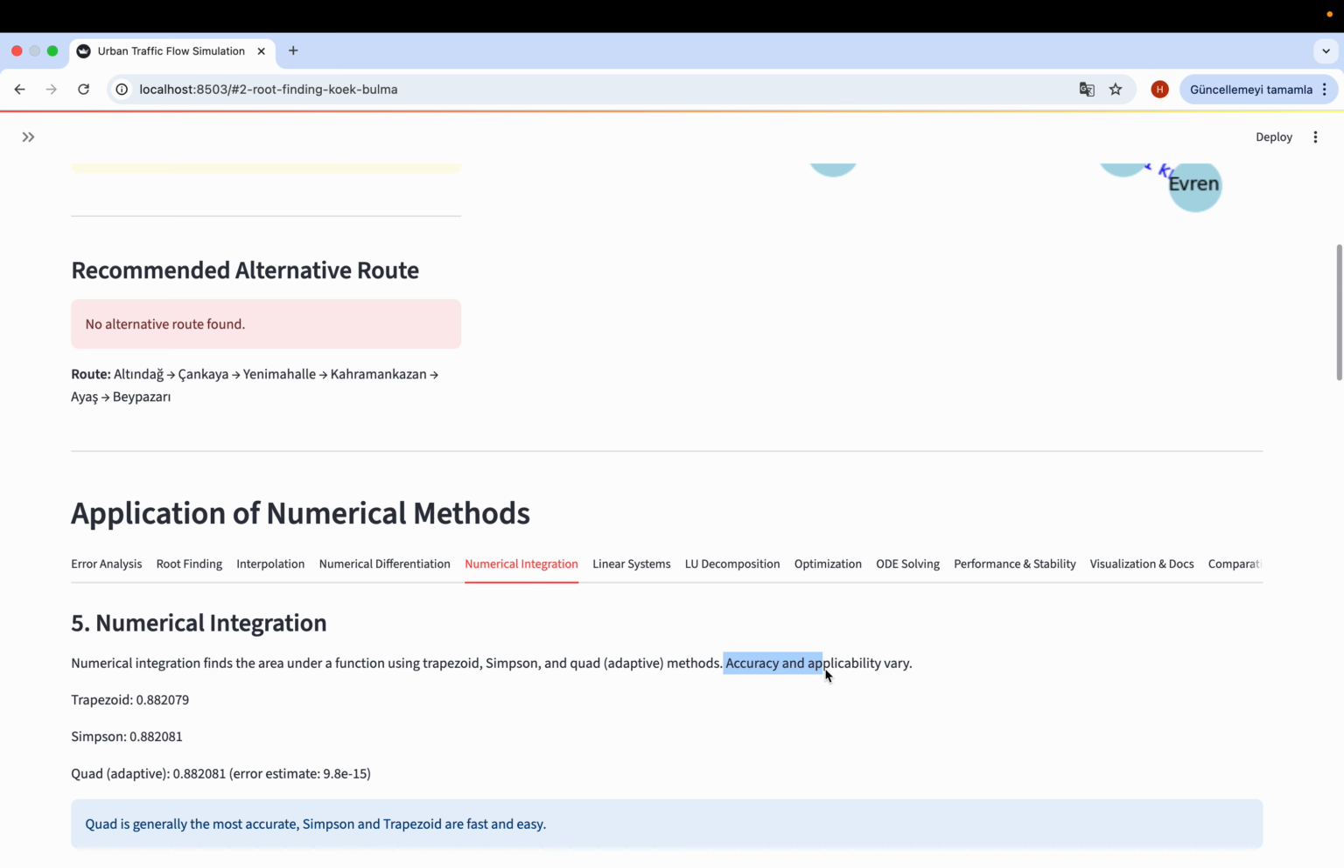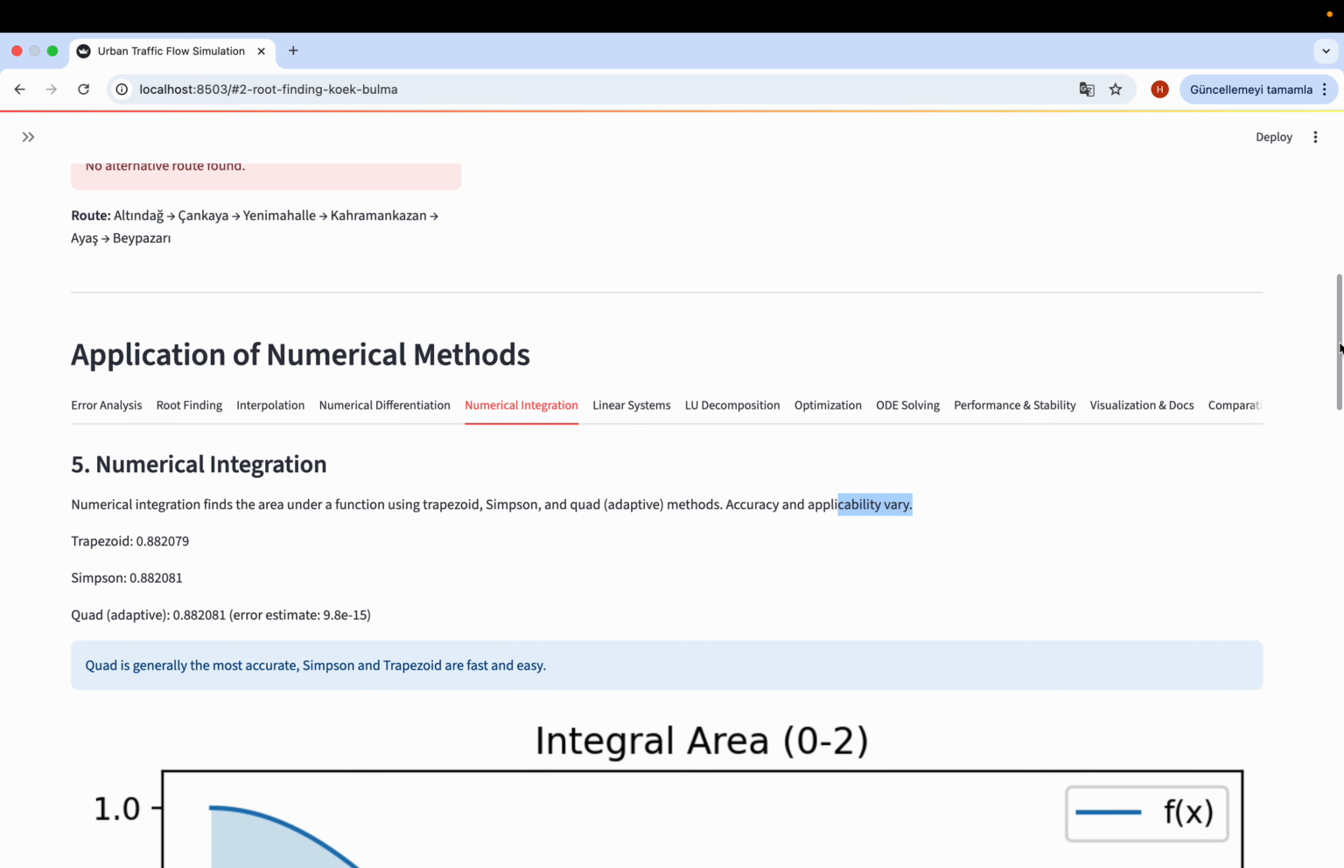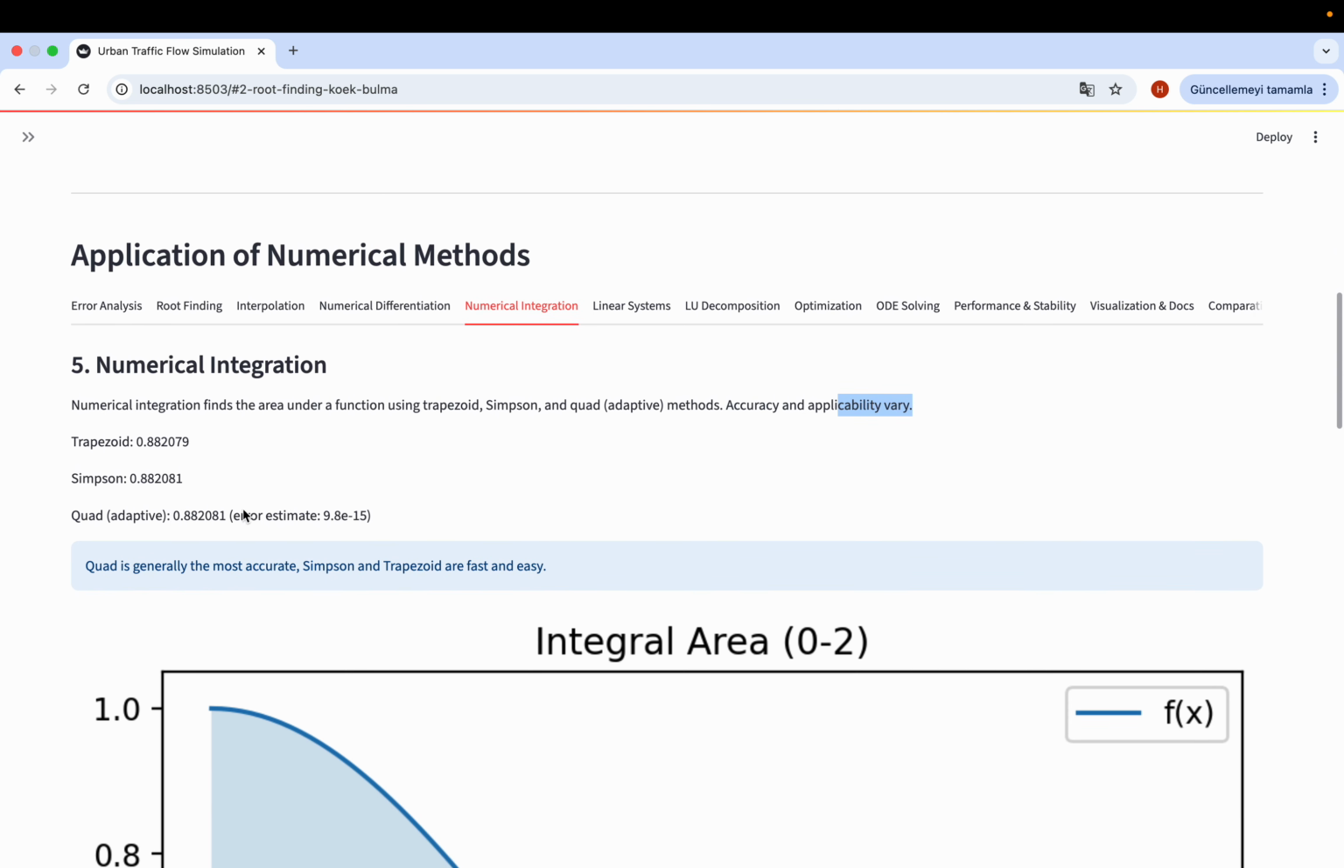Accuracy and applicability vary. As you can see, trapezoid 0.8, Simpson again 0.8, and quad error estimate 9.8. Quad is generally the most accurate. Simpson and trapezoid are fast and easy.